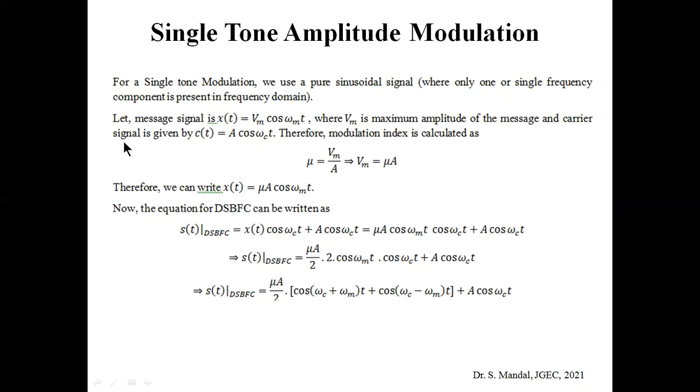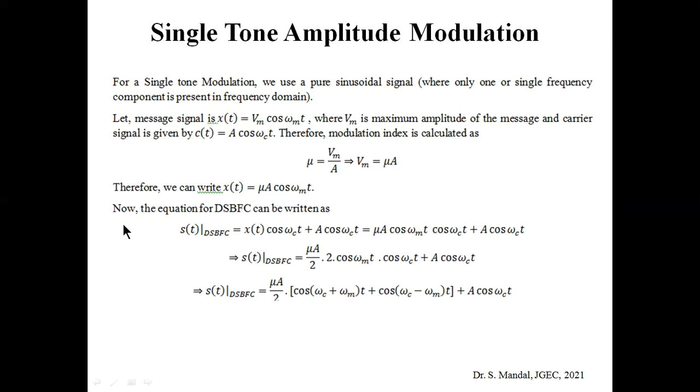Moreover, we also assume the carrier signal as c(t) = A cos ωc t, where A is the maximum amplitude of the carrier. Now, as per the definition of the modulation index, we can write μ = Vm/A, which implies Vm = μA. Now, substituting Vm = μA in the earlier equation of x(t), we can write x(t) = μA cos ωm t.